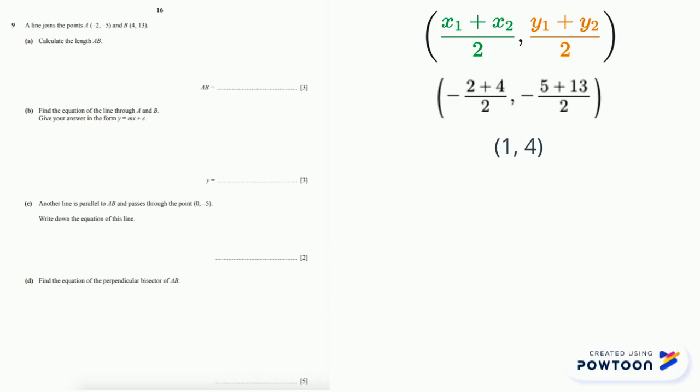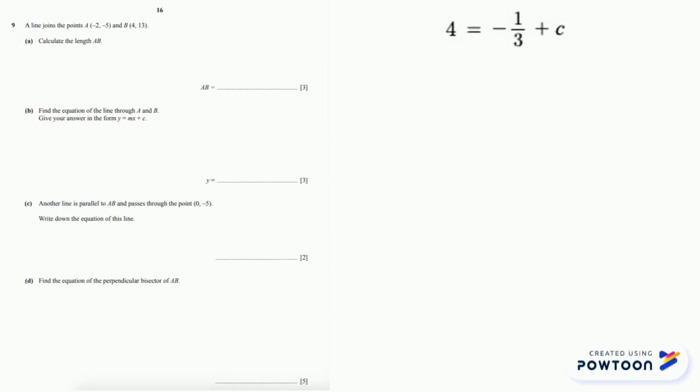Next, we find the gradient. The gradient of a perpendicular line is negative 1 over m. Since m is equal to 3, the value of this gradient is negative 1 over 3. Substituting the values of the midpoint into the equation, we get 4 equals negative 1 over 3 plus c. c is 13 over 3. Finally, the equation is y equals negative 1 over 3x plus 13 over 3.